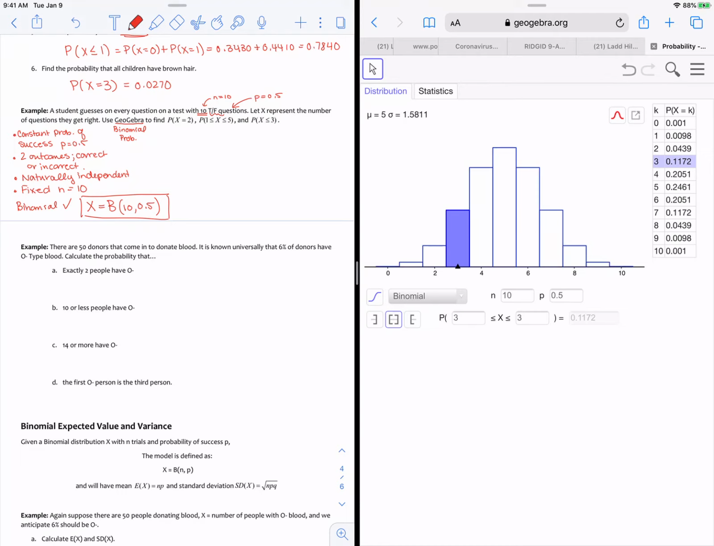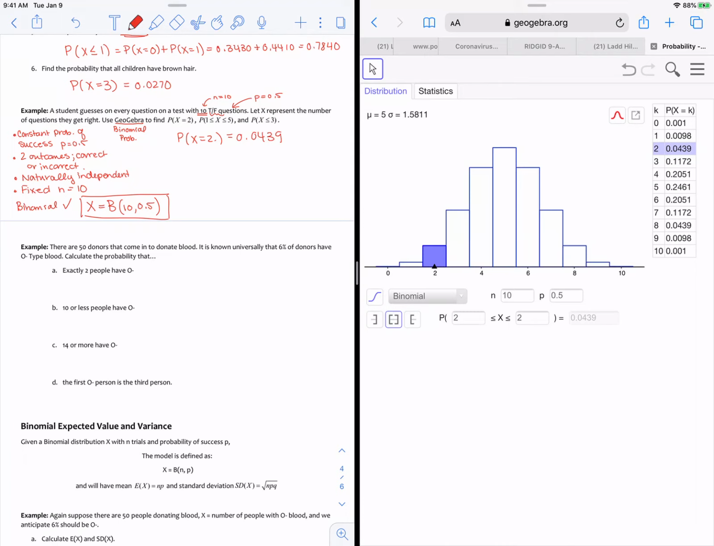All right, so if I'm looking for the probability that x is equal to 2, I'm going to go to the table and look for where x is equal to 2. Let's see if I can get it just to 2. So that's going to be equal to 0.0439 from that right-hand side table, or the probability distribution itself.